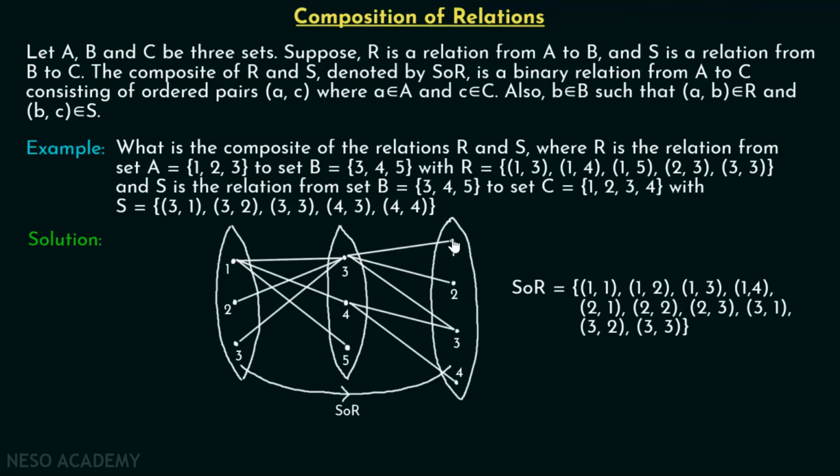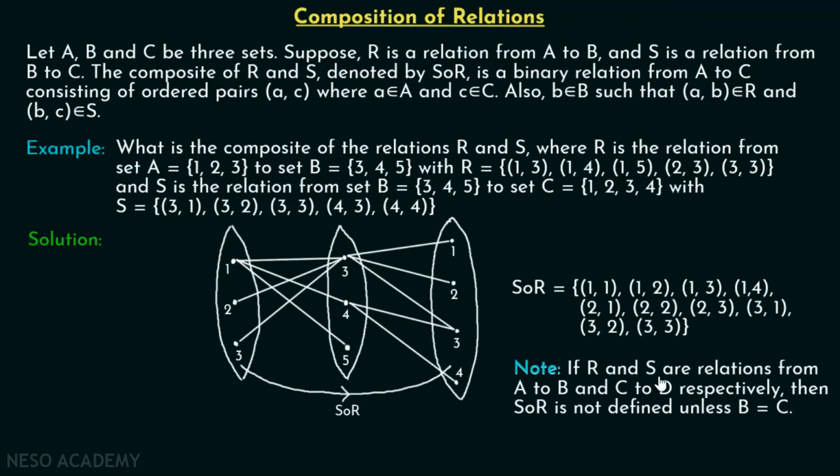Then (2,1) must be included, (2,2) must be included, (2,3) must be included. Then (3,1) must be included, (3,2) must be included, (3,3) must be included. And you can clearly see there is no way to reach 4 from 2, and similarly, there is no way to reach 4 from 3. So this is SOR, which consists of these ordered pairs: (1,1), (1,2), (1,3), (1,4), (2,1), (2,2), (2,3), (3,1), (3,2), (3,3).